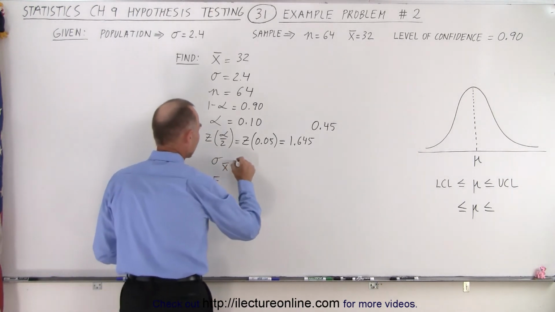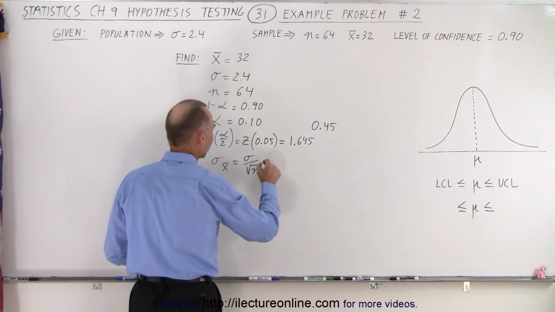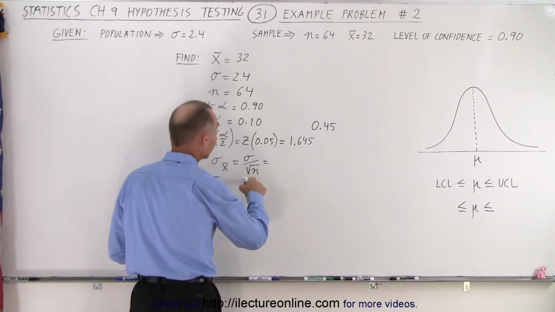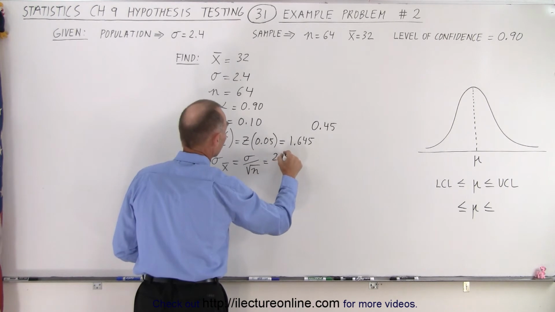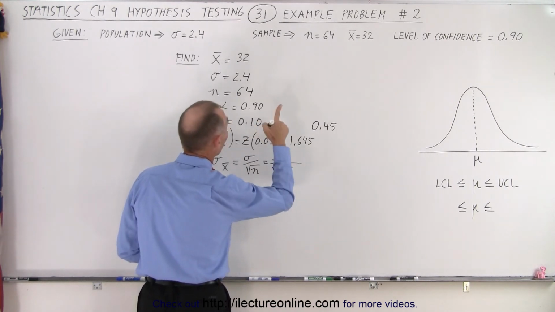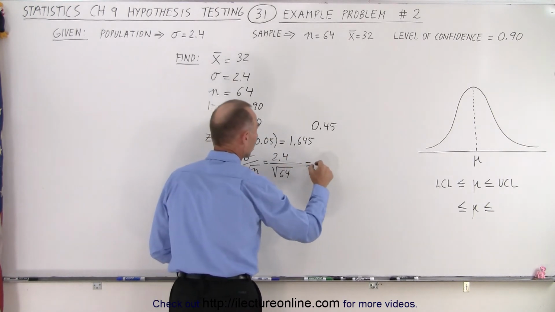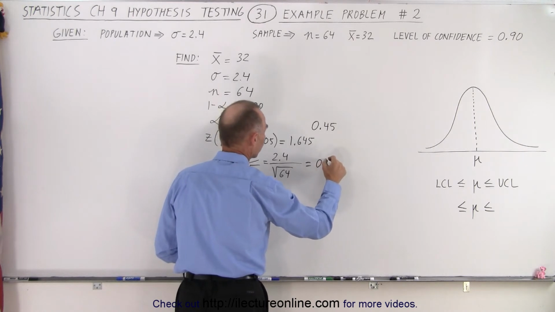This is the standard error, the standard deviation of the sample. And that can be defined as the standard deviation of the population divided by the square root of the sample size. So it does depend on the sample size. So we're given the standard deviation of the population, and we divide that by the square root of 64, which is 8. 8 goes into 2.4, that would be 0.3.